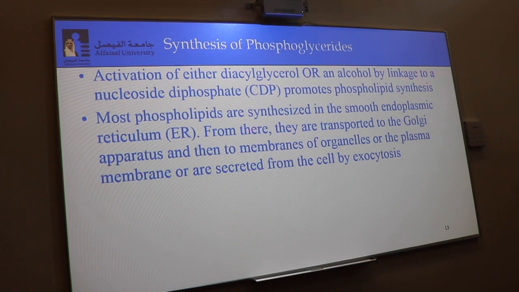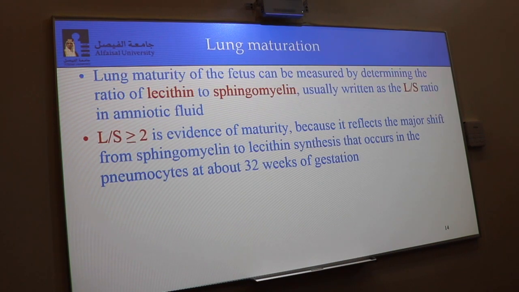And also, this is what I just said, the phospholipids are synthesized in the endoplasmic reticulum and they are transported to the Golgi apparatus, then to the membrane of the organelle or the plasma membrane, and they are secreted by exocytosis. So don't worry about the synthesis of phosphoglyceride. But you have to worry about the slides.